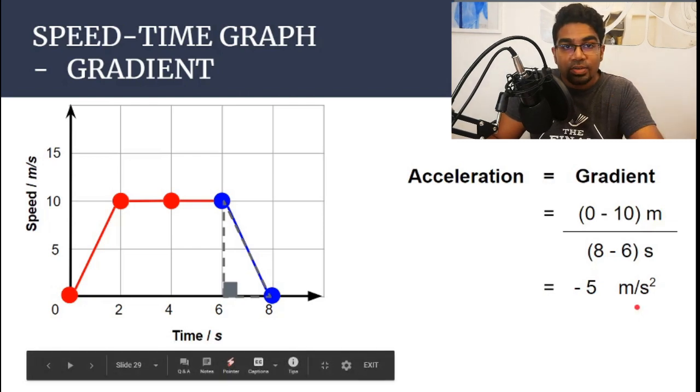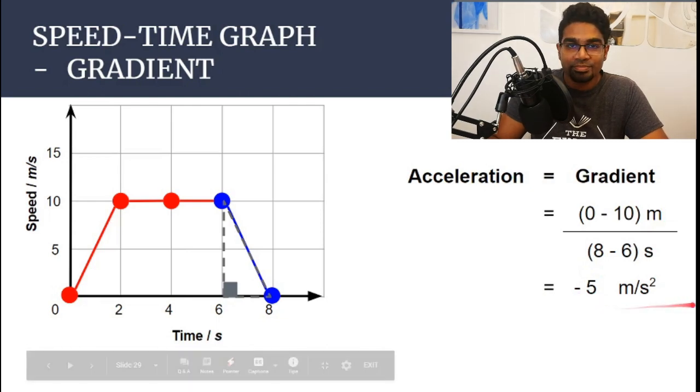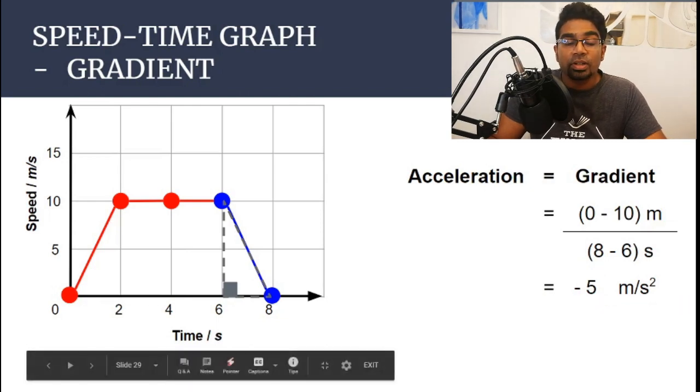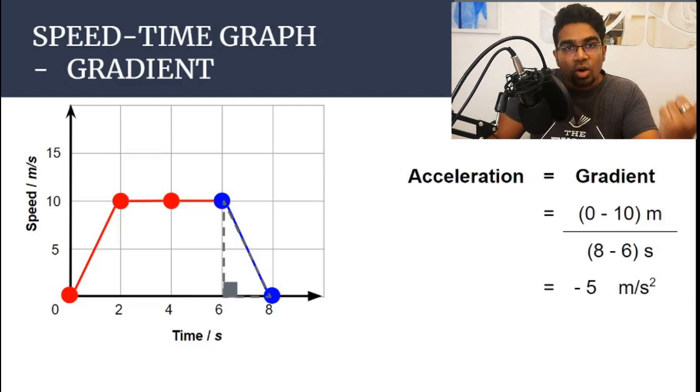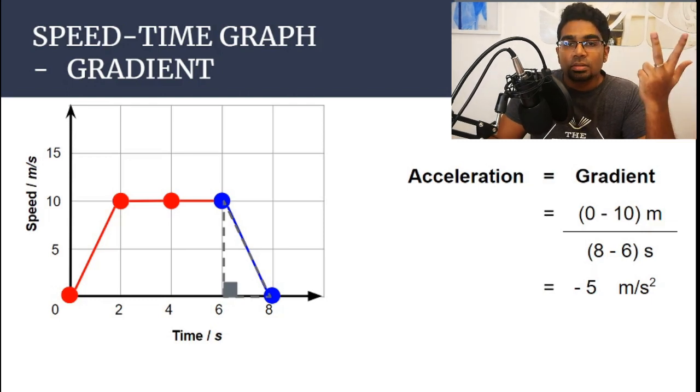When they ask you for acceleration, the answer is negative. But if they ask you for deceleration, then the answer is positive for an object that is slowing down. So this is what the gradient of the graph gives us. Positive gradient will give us acceleration. When it is a horizontal line, 0 acceleration, which means the object is moving at constant or uniform speed. And when it's a negative gradient, then it is negative acceleration or deceleration. The object is slowing down. So that's it about the gradient.